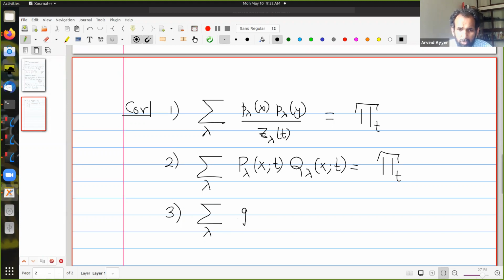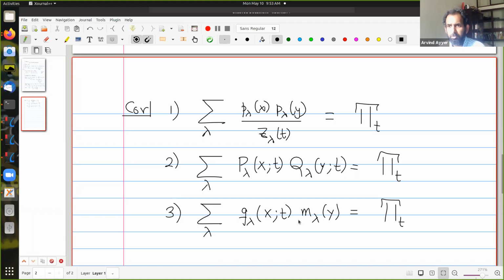So if you take small q lambda of x, t times m lambda of y, sorry, this should be a y. This says that the small q lambda, which we defined in a completely ad hoc way, turns out to be natural: it is dual to the monomial symmetric functions.